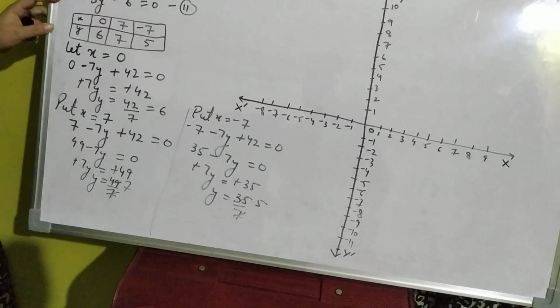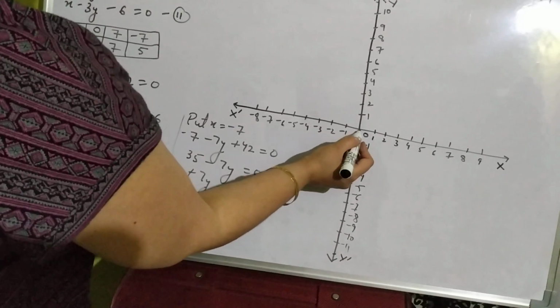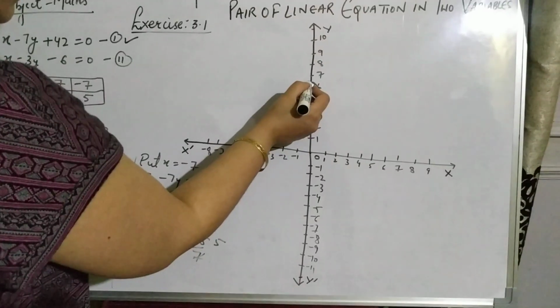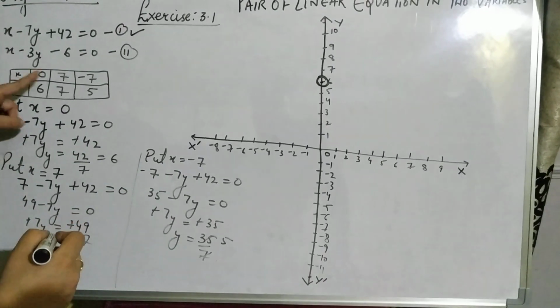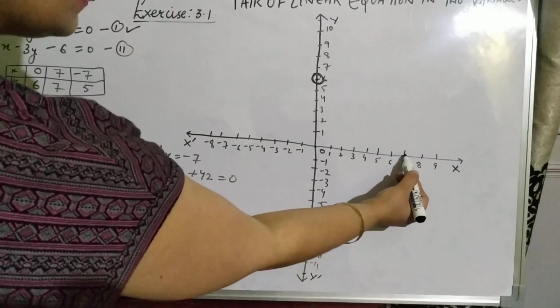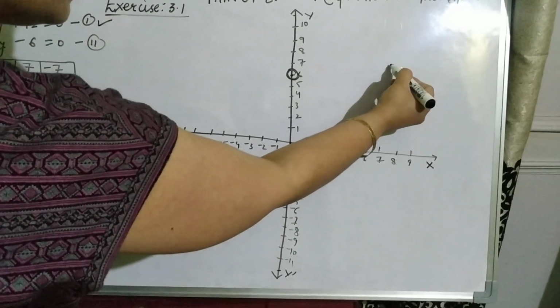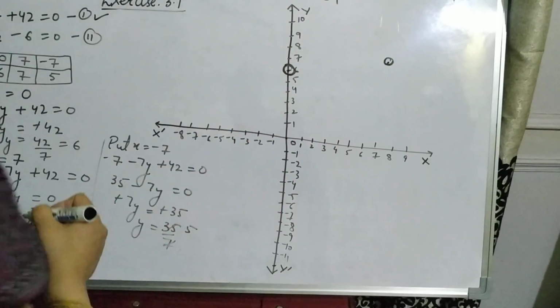Now let us draw the graph of the first equation. x is 0, x0 is here. Value of y is 6. y is equal to 6. So this is your first point. Next is if x is 7. x is 7 here. y is 7 here. So this is your second point.